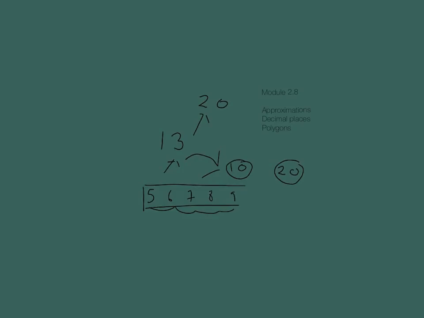Let's move this out of the way and try another one. What about 27? Which 10 is it closer to? To the nearest 10, is it closer to 30 or is it closer to 20? You look at it carefully and you go, oh, this is a 7. So 5, 6, 7, 8, 9 units mean you go up. So it's closer to 30.